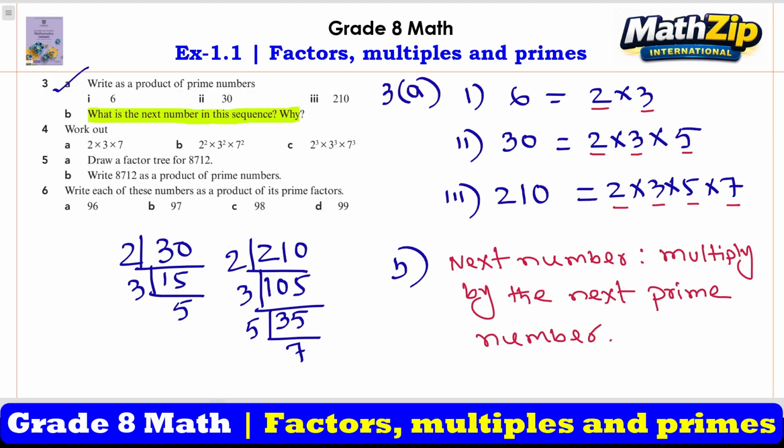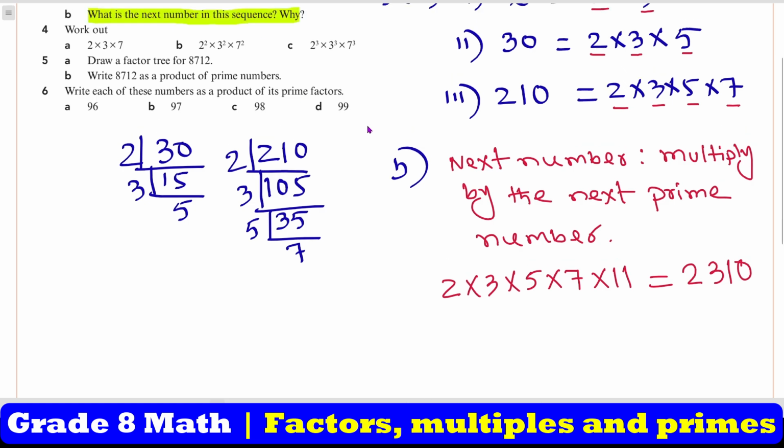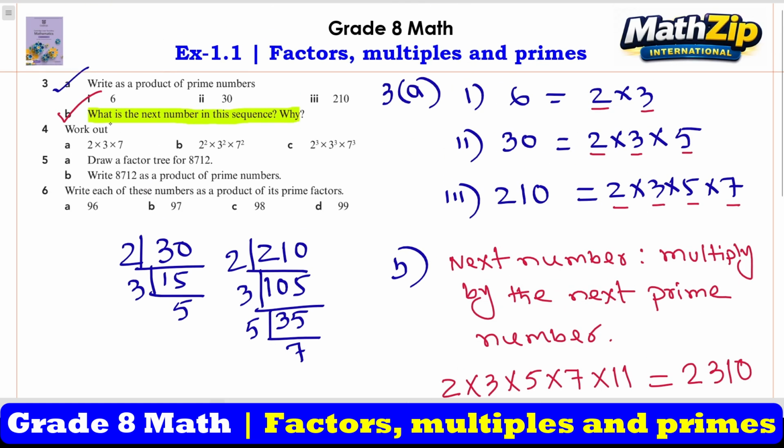So the sequence will be 2 times 3 times 5 times 7 times 11. So what will be the number? We can use a calculator. 2 times 3 times 5 times 7 times 11. So the result will be 2310. So number B is done.